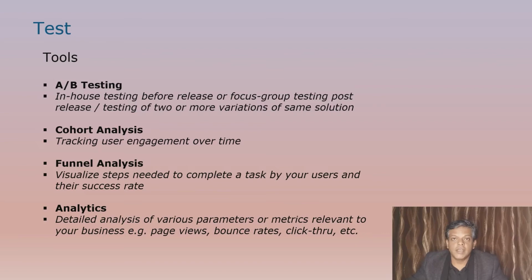In the testing stage, depending on the type of product, the nature of your industry or your domain, there are different methods and tools available. Some of the most popular or common ones are listed on your screen. There's A and B testing, which is basically in-house testing before release, or focus group testing post-release. It could also be testing of two or more variations of the same solution. There's also something called as cohort analysis, where the user engagement is tracked over a period of time, and obviously this is done in real time.